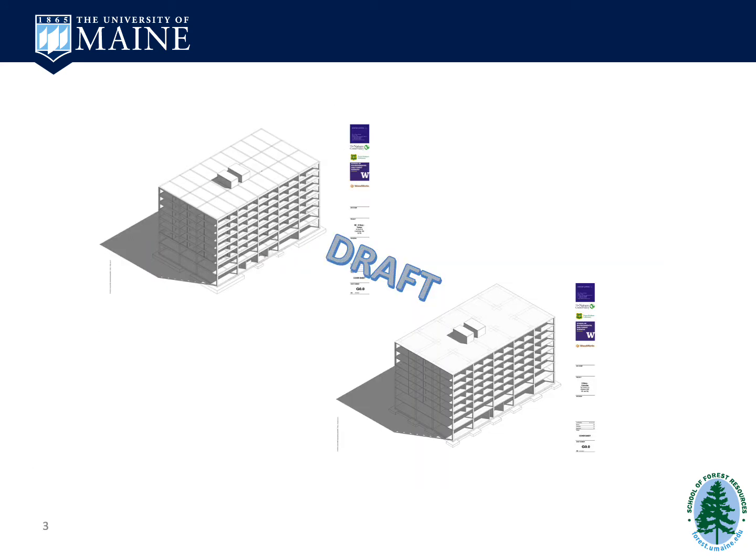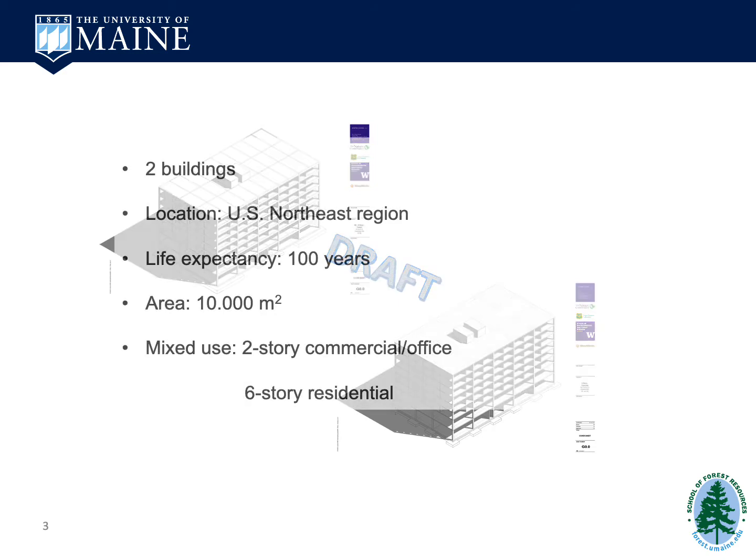This assessment was based in two different preliminary designs, one for a mass timber building and the other for a steel and concrete conventional building. The buildings were designed for the Northeast region in the US with a life expectancy of 100 years, a total area of 10,000 square meters, 8-story being 6-story residential use and 2-story commercial use.